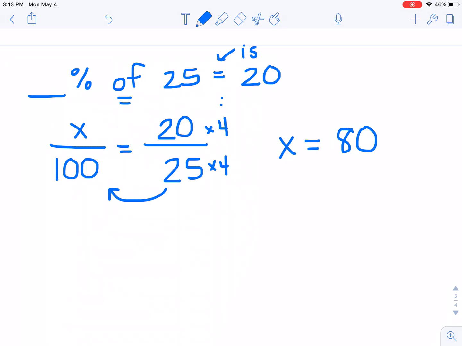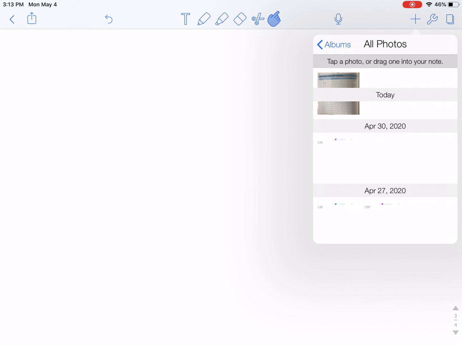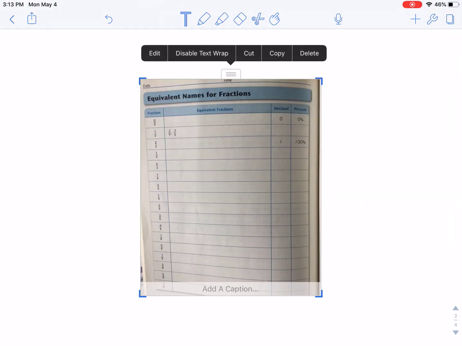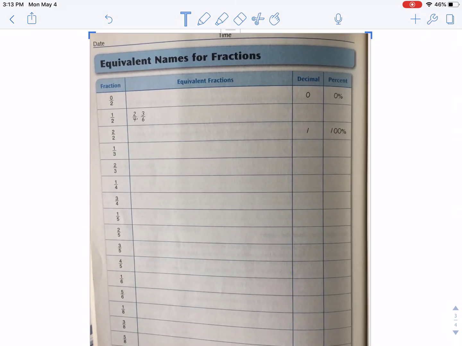So today you're going to be doing a bunch of percents, and you will have to do some of them with calculators, and some you won't. And you're going to be turning it into percents and decimals. So I'm going to add in the photo of the work that you're going to be doing today. And it is this one. And there it is. And let's see if I can't make it a little bigger for you to see. Perfect. All right, so you're going to be doing this page, and it has all your fractions on the left side, and then they want you to do equivalent fractions there, and then they want you to do the decimal, and then they want you to do the percent.